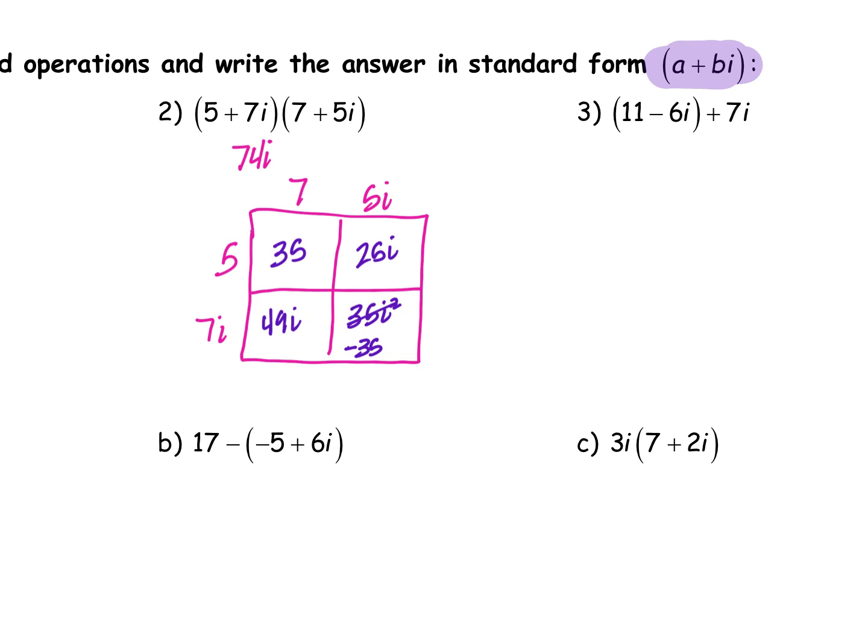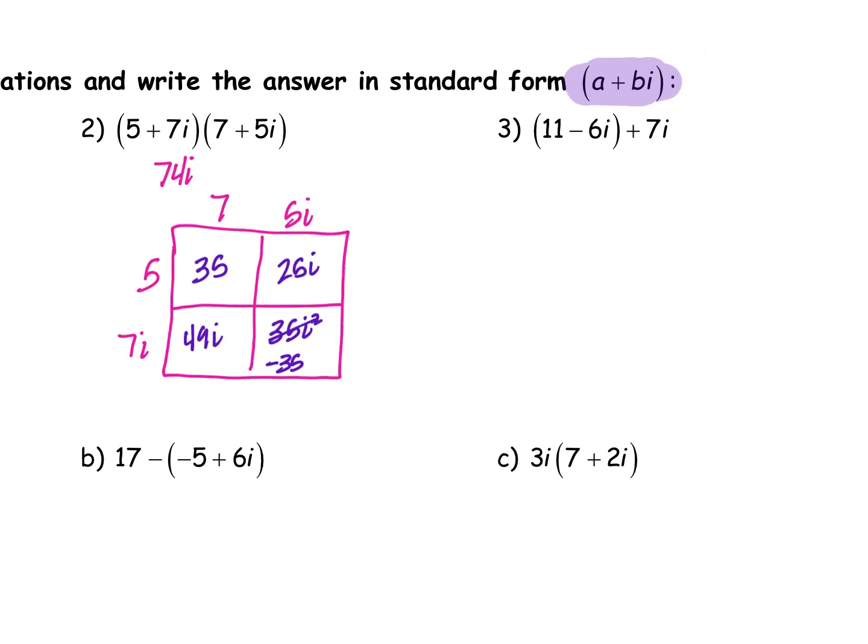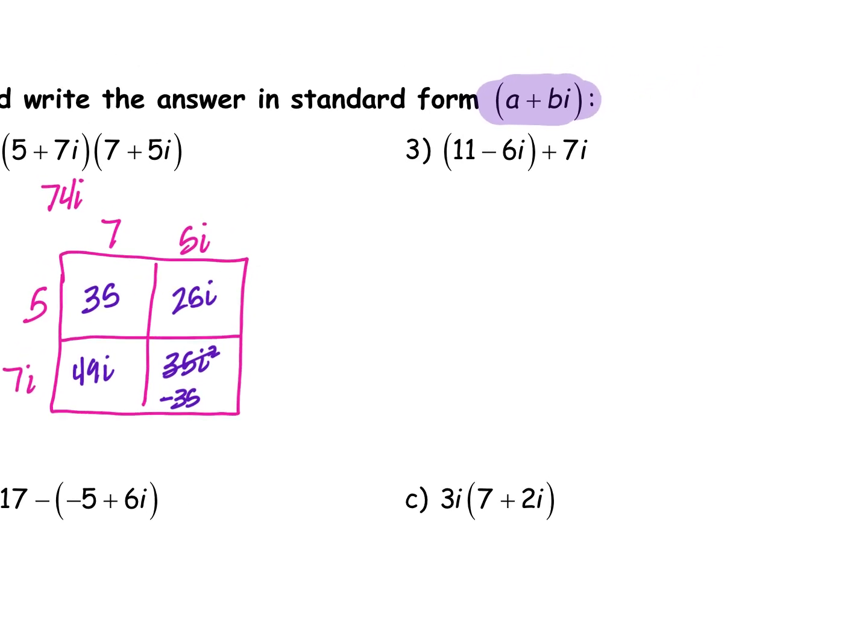So 74i is my answer. This next one, it looks like I'm only combining like terms again. My like terms on the last one are just -6i plus 7i. So it looks like I'm going to have 11 plus i. And that's it. Okay.